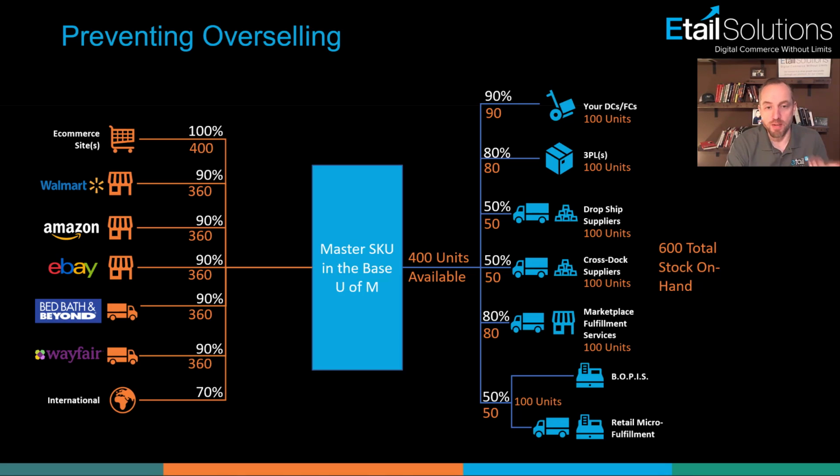Now, when you look at the rest of it, so 90% on several of these, that's 360 units. And then you've got international, of course. Let's say we publish 70%, so that's 280. Now you look at these totals and you say, well, Michael, that adds up to a lot.